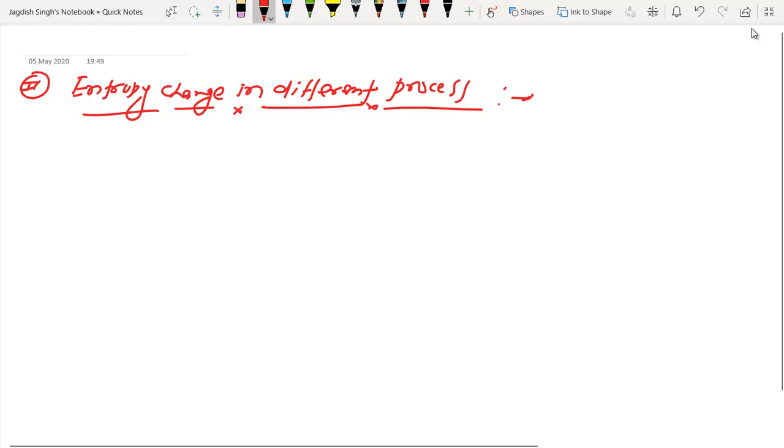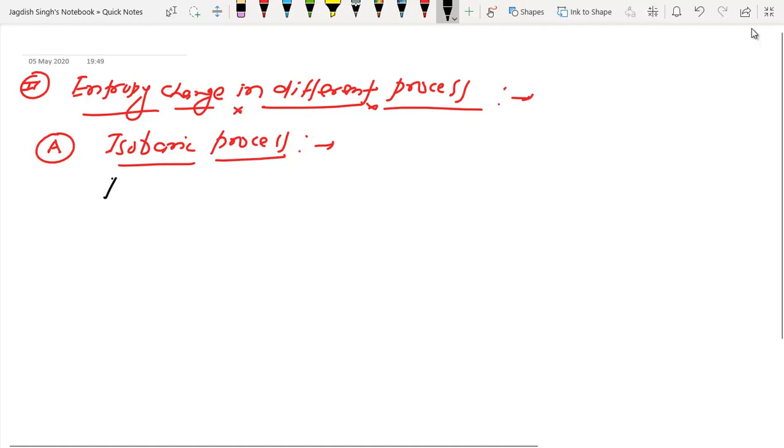The first process, we know that, we have explained. Let us look at this first process. This process is an isobaric process. In an isobaric process, we know that the pressure remains constant. This implies in this condition, this pressure is constant.